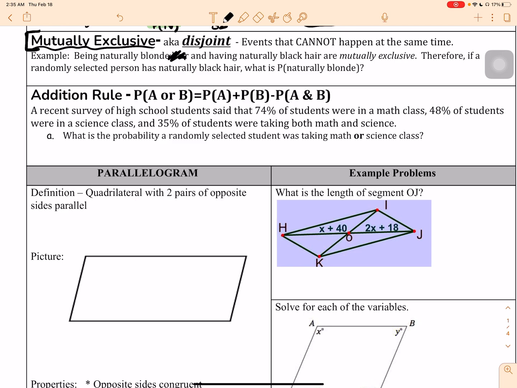All right, so the addition rule. I do believe we did some of the addition rule back in fall semester, but if not, here it is. So here's how we use this. This one, the keyword is not given, the keyword is or between two events. Okay, so here it says a recent survey of high school students said that 74% of students were in a math class, 48% of students were in a science class, and 35% of students were taking both math and science. So here's the question. What is the probability a randomly selected student was taking math or science?